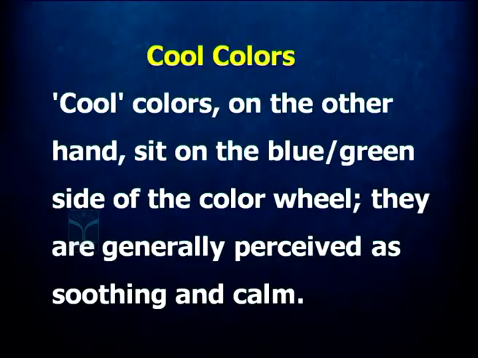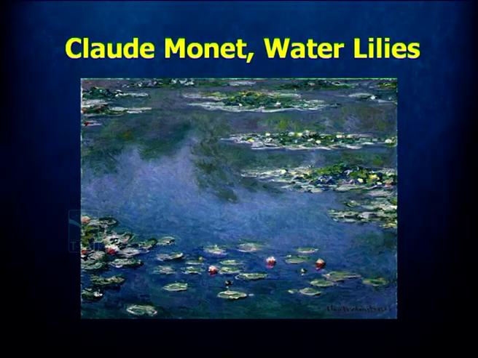So, now let us look at cool colors. What are cool colors? Cool colors on the other hand sit on the blue green side of the color wheel. They are generally perceived as soothing and calm. So, opposite to warm colors, cool colors do the opposite, which is soothing your senses and calming your senses. This is an example of cool colors. This is Claude Monet, water lilies, and he painted many water lilies like this.